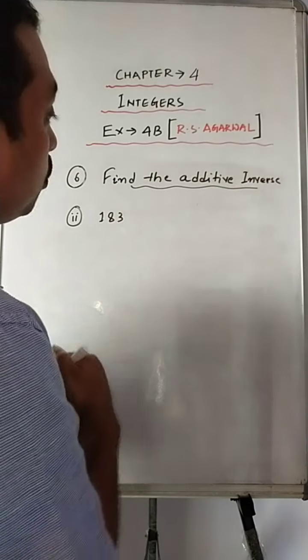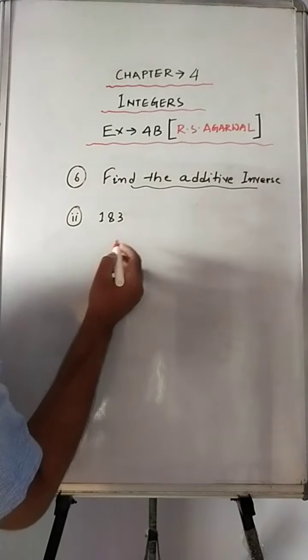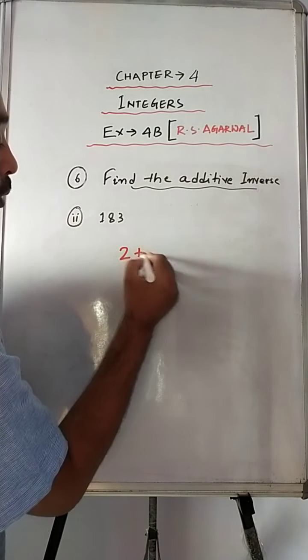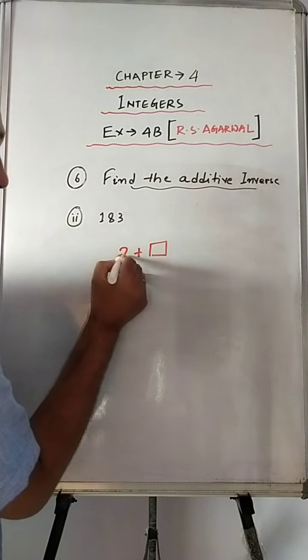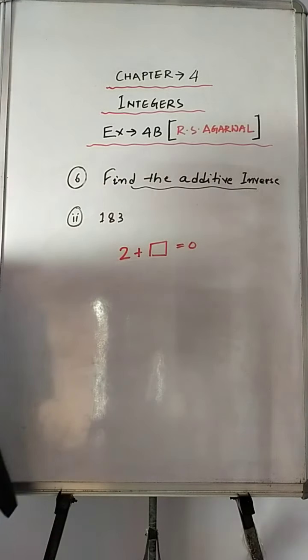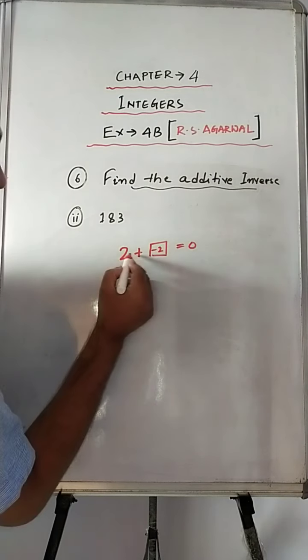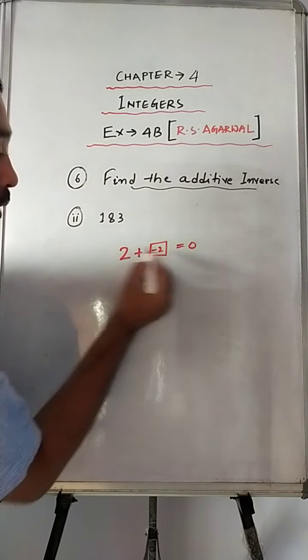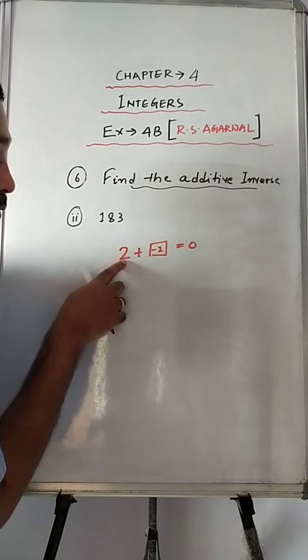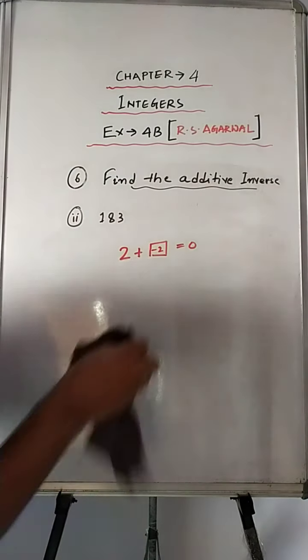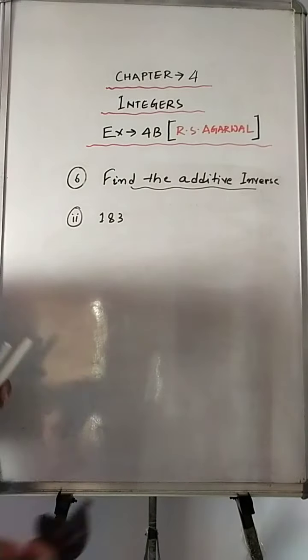Now what is additive inverse? You have to understand. Suppose I ask you what is the additive inverse of 2, that means I am asking what is the number that you have to add with 2 to get 0. So that would be what? Minus 2, isn't it? If you add minus 2 with 2, you will get 0. So the additive inverse of 2 is minus 2. Understood? This is what exactly we are trying to do. So what is the additive inverse of 183?